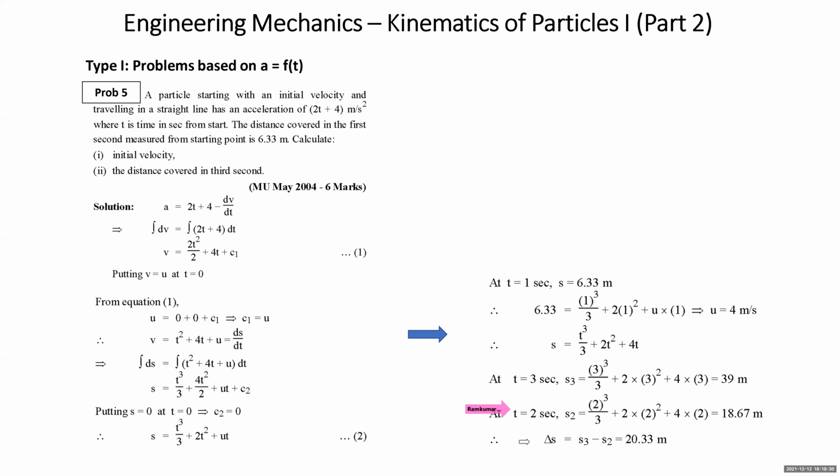You want to find the displacement covered, distance covered in third second. So that will be distance covered in 3 seconds minus distance covered in 2 seconds. So S3 minus S2 gives you the answer. So this is a fundamental concept that if you want to find the distance covered in third second, you first find distance covered in 3 seconds, and you find the distance covered in 2 seconds, and then take the difference of the two. That will get you the distance covered in third second.